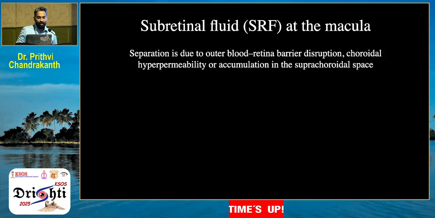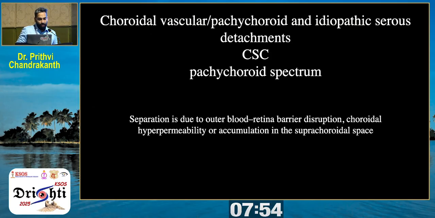So subretinal fluid at the macula is basically a separation due to the outer blood retinal barrier disruption, causing choroidal hyperpermeability or accumulation in the suprachoroidal space. So basically, the first thought is always CSR. It is a separation, like we said, with outer blood retinal barrier disruption causing choroidal hyperpermeability and accumulation of fluid over here.